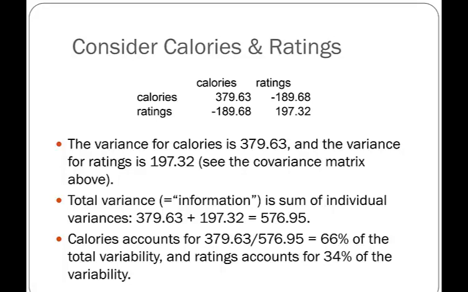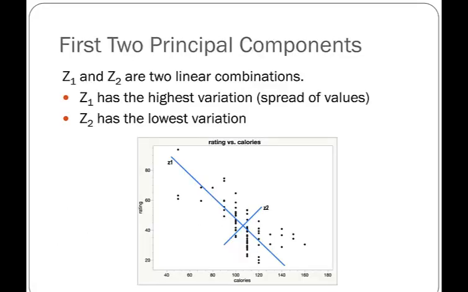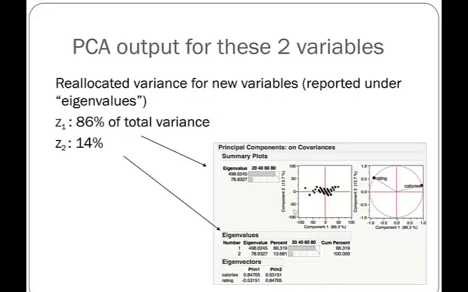So the idea here is to make Z1 and Z2, which are just linear combinations of the original data, and it turns out they're going to have the same total variance as the original data points, but they're not going to have any correlation between them. So when we look at the principal components, we have what are called eigenvalues and eigenvectors. And if we look at the eigenvalues, that will tell us the proportion of the variance that is explained by each of these two different linear combinations.